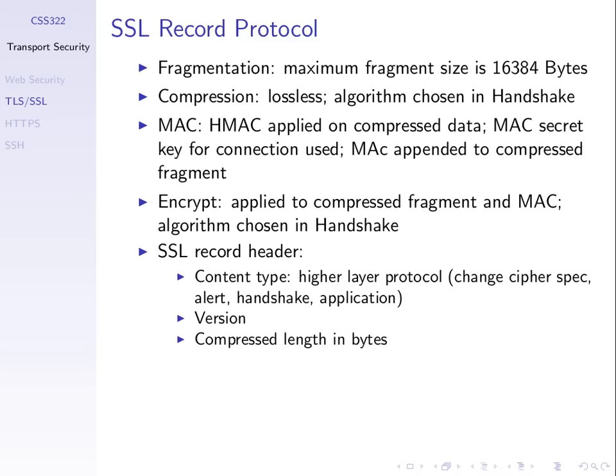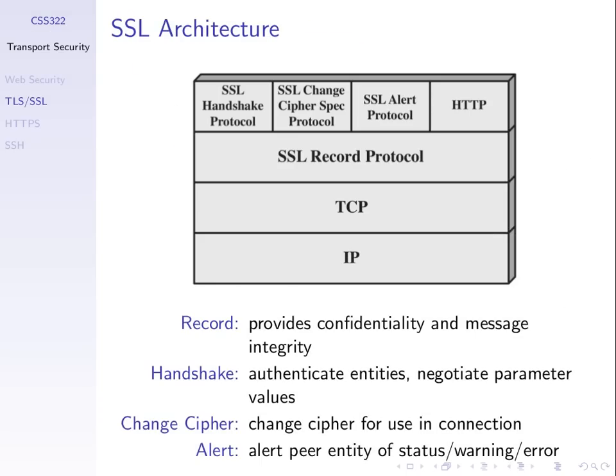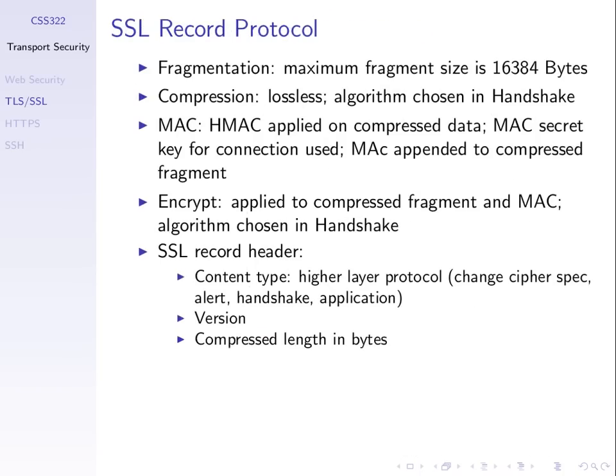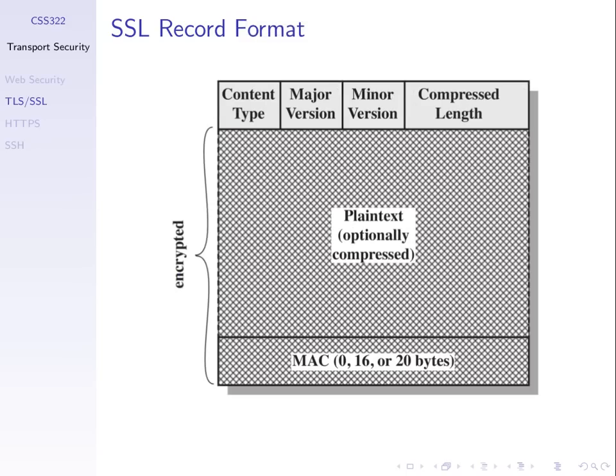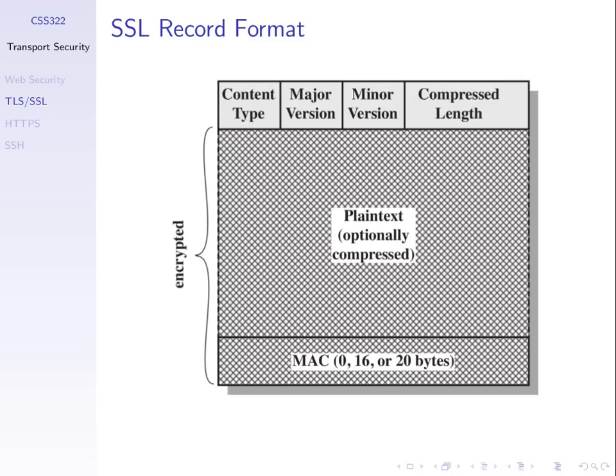We encrypt using some algorithm, again chosen in the handshake, and there are multiple algorithms to choose from. The SSL record header that we add at the end indicates the content type, so the header here has different fields. It indicates whether this is a handshake protocol, a cipher spec, an alert, or coming direct from the application. Some version of the protocol and the length in bytes. That's a way to view this packet. If we look at this packet in some more detail, we have a header and the encrypted data. Well, we have the header with 4 fields, everything encrypted, which is the compressed data and the MAC.